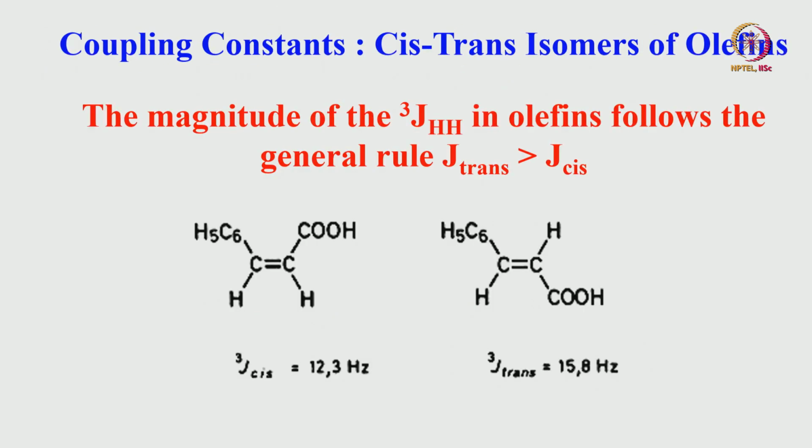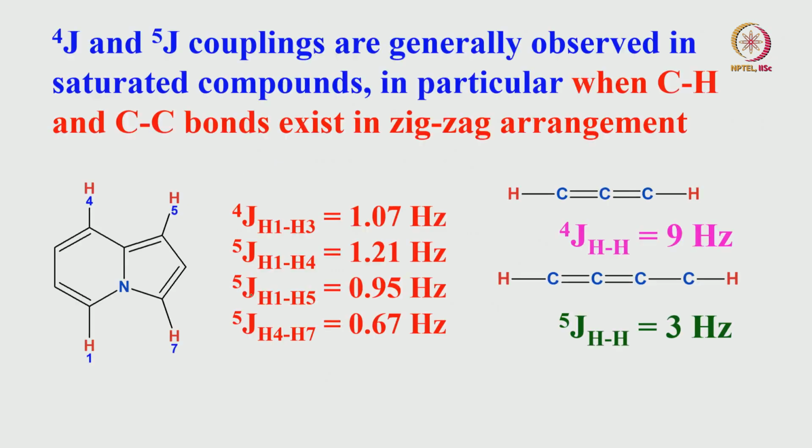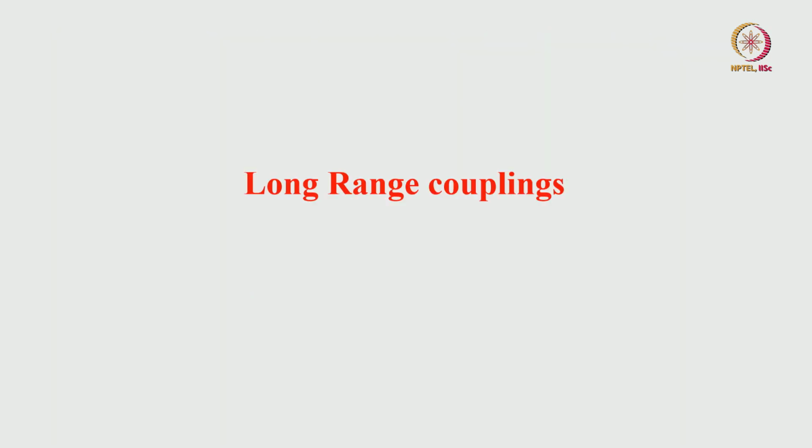So, for cis trans isomers in the olefins, 3JHH trans is always larger than cis. This is basically an idea you should know to determine the conformation.